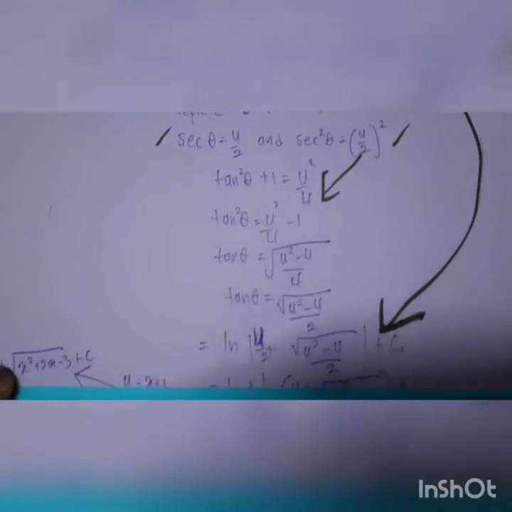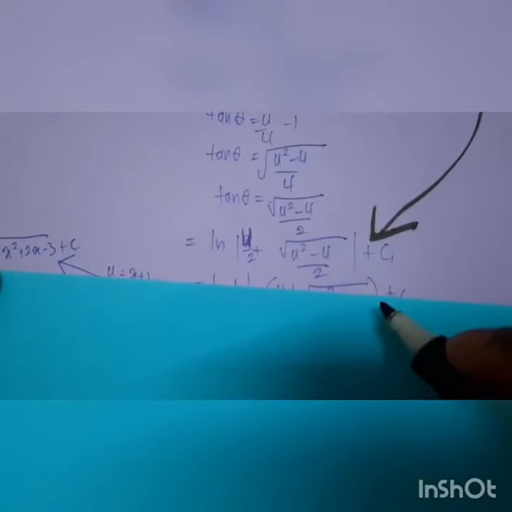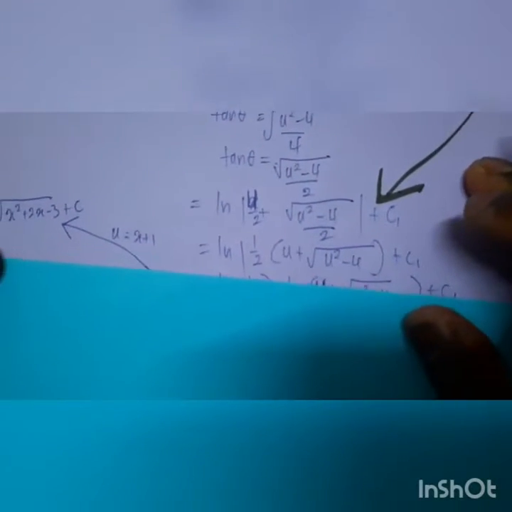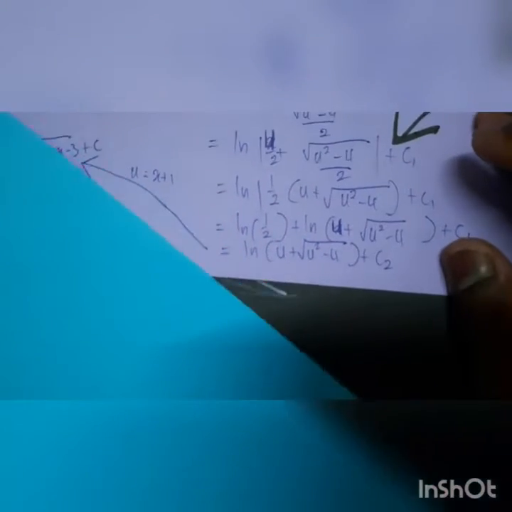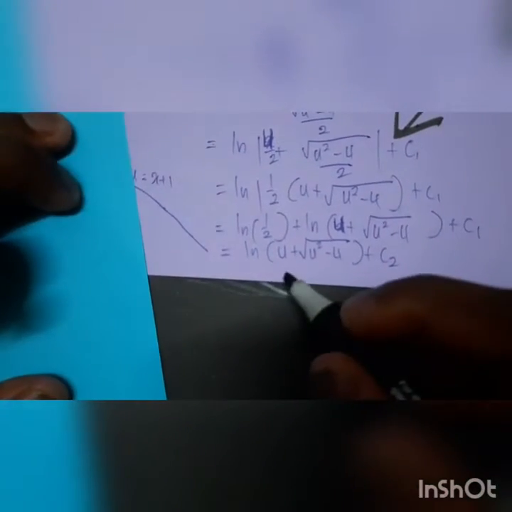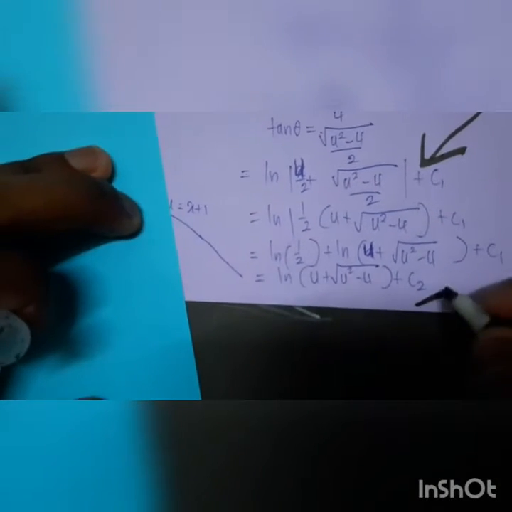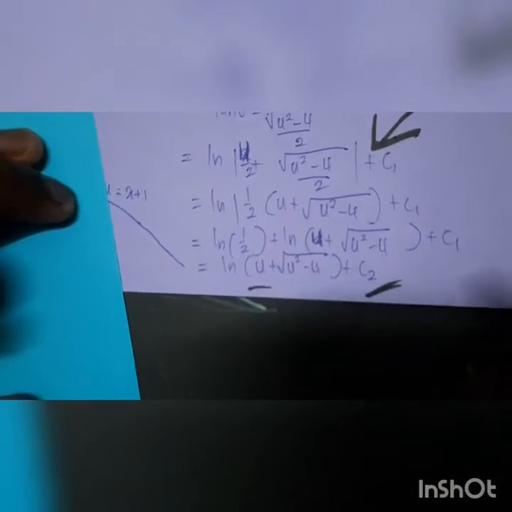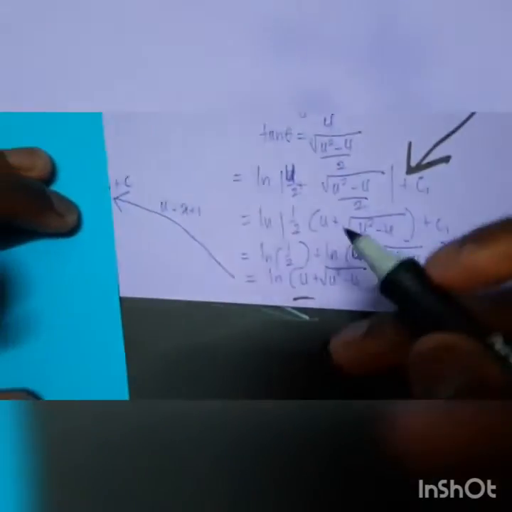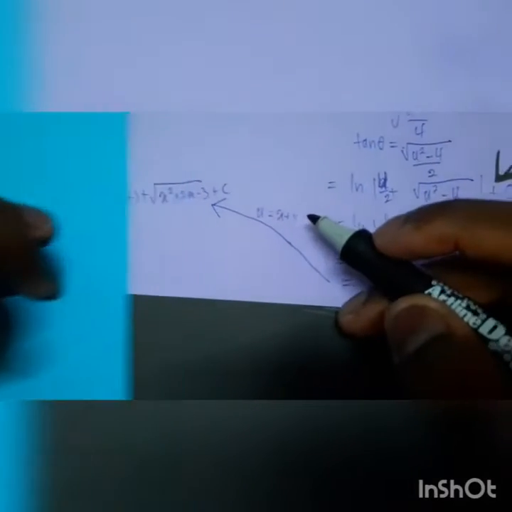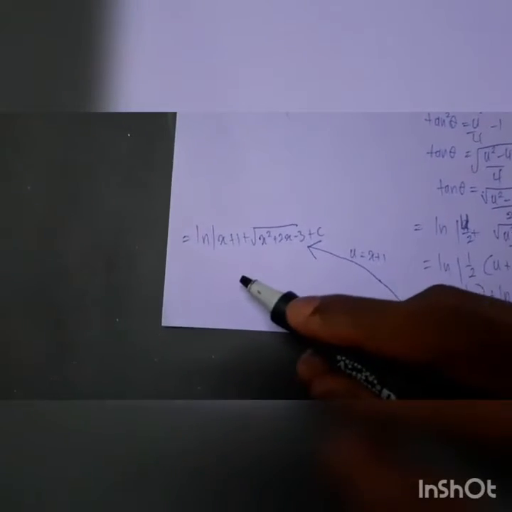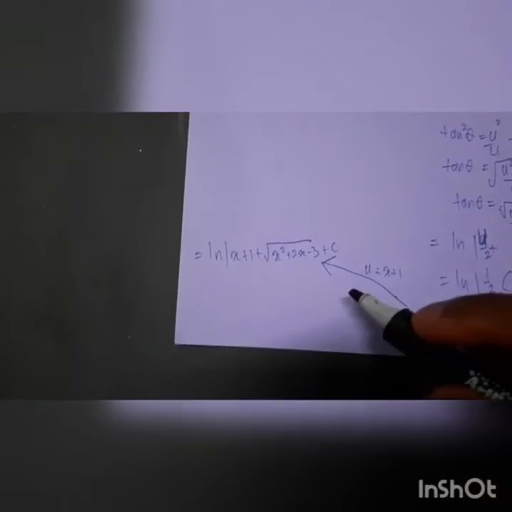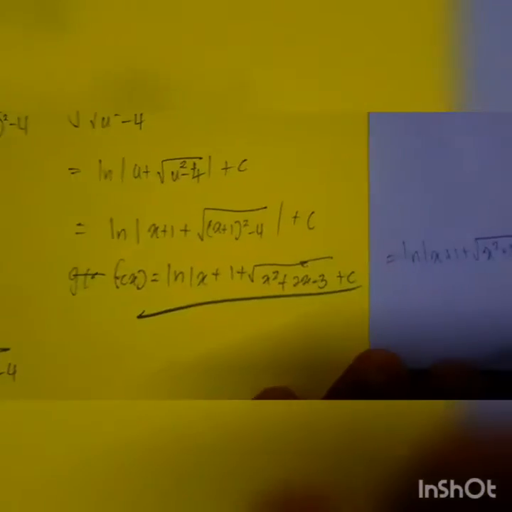Alright, and we would get ln of u over 2 plus square root of u squared minus 4 over 2, plus c1. And when we bring it down and solve it, we would finally get ln of u plus square root of u squared minus 4, plus c2. However, u is not the final answer that we're looking for. So we have to substitute u, which is x plus 1, and we would get the final answer in terms of ln of x plus 1 plus square root of x squared plus 2x minus 3, plus c. And as we can see, both of the equations are the same.